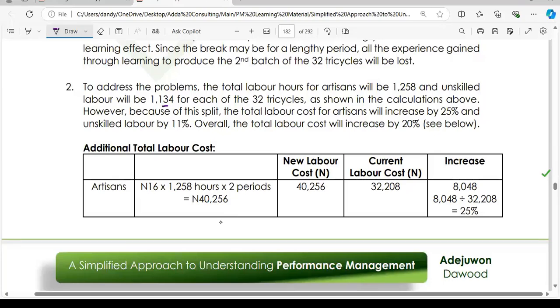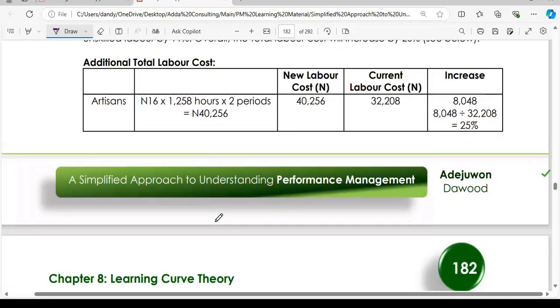That is for producing 32 now, then the balance of 32 in the following year, as shown in the calculation above. However, because of this split, the total labor cost for artisan will increase by 25% and unskilled labor by 11%. Overall, the total labor cost increases by 20%. How did we calculate? How did we arrive at 25, 11, and then 20%? Let's do it together. For artisan, we want to determine additional labor costs that will be incurred.